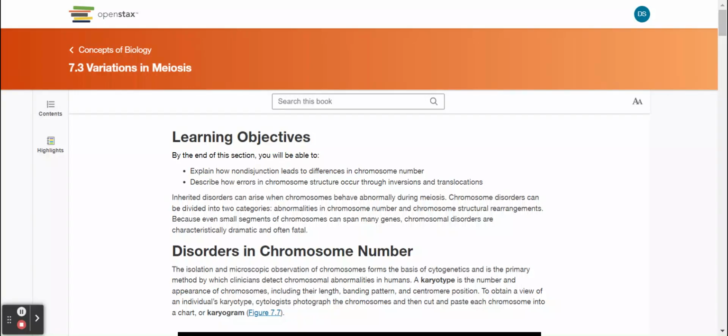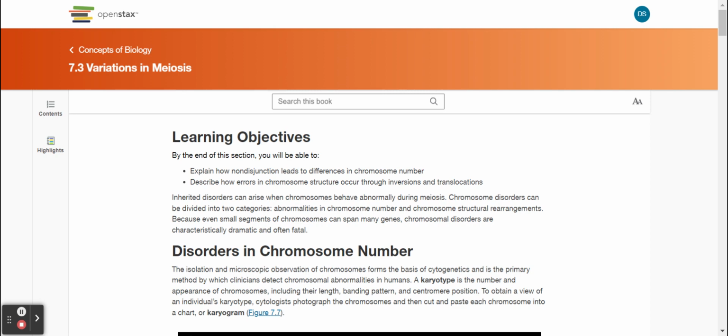Figure 7.3, Variations in Meiosis. By the end of this section, you will be able to explain how non-disjunction leads to differences in chromosome number and describe how errors in chromosome structure occur through inversions and translocations.